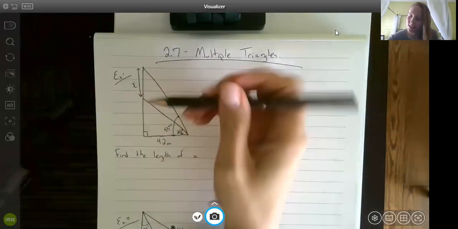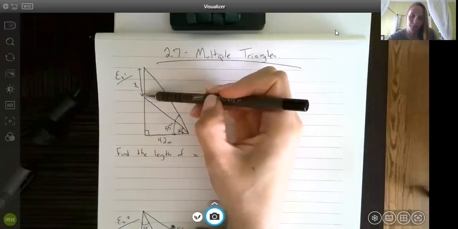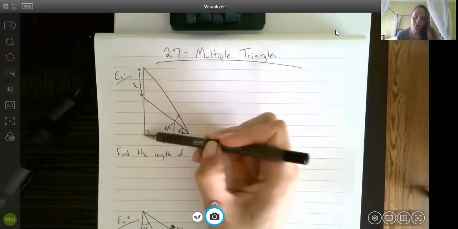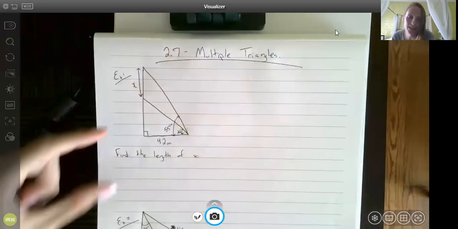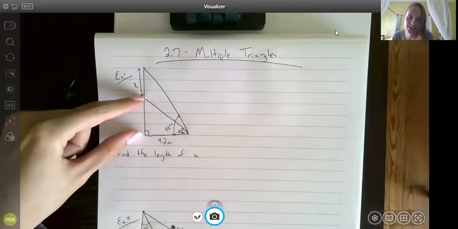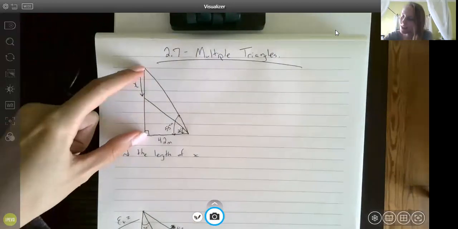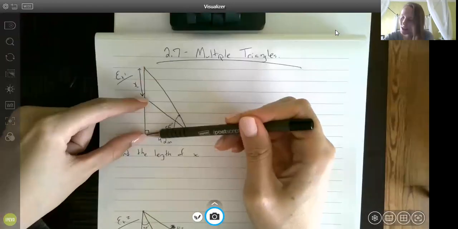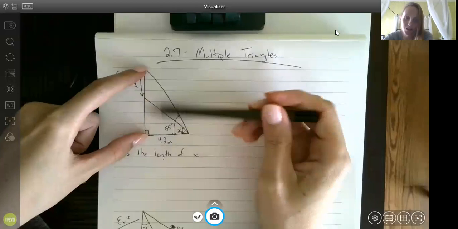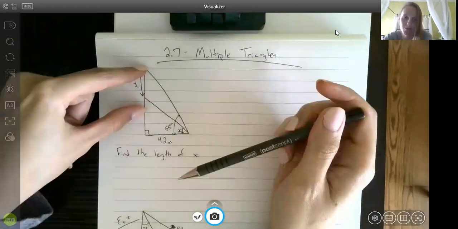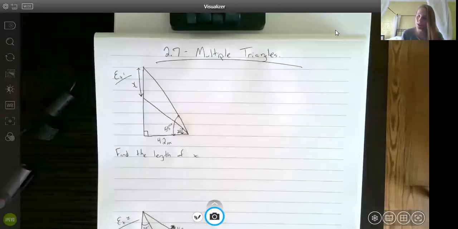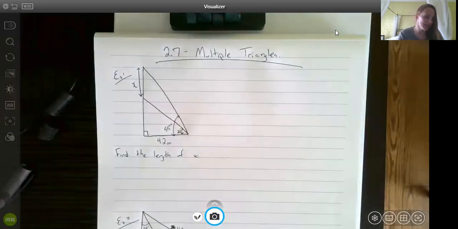So it's asking us to solve for this x. So really what it wants is just part of this entire side here. So all that we need to do is figure out what is the length of this entire side, what is the length of the side of the smaller triangle, and then just take the entire side of the big triangle, subtract the side of the smaller triangle, and whatever's left over is that x value that we're looking for. So let's get into it.